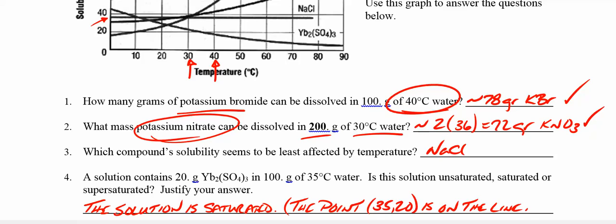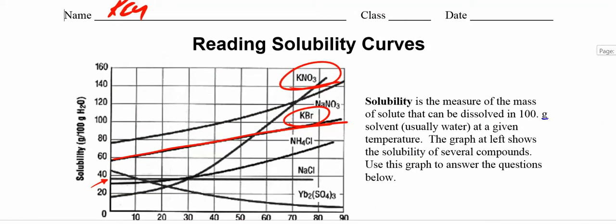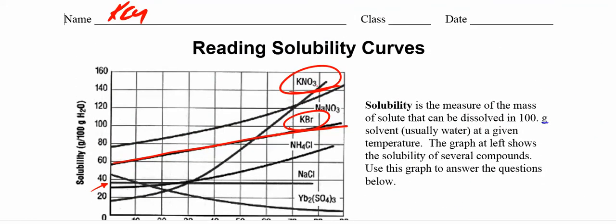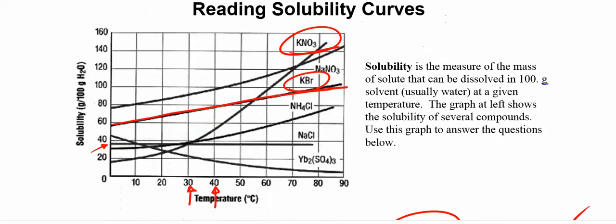Which compound's solubility seems to be least affected by temperature? Well, when I survey all of the solutes, I can see potassium nitrate, sodium nitrate, potassium bromide, and ammonium chloride all increase in solubility as the temperature increases. As I look at the x-axis, I can see as temperature increases, those increase. Yttrium sulfate, on the other hand, decreases in solubility. It's the one exception to the rule.